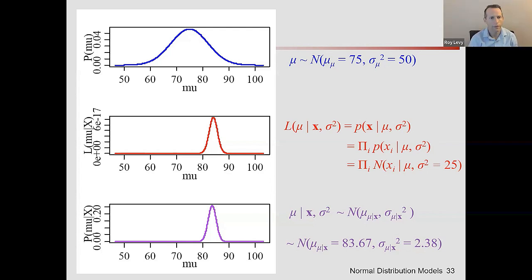Yeah. And this is a nice observation. The posterior here is closer to the data. If you just look visually at the picture, the curve in purple looks a lot more similar to the curve in red than the curve in blue. That's because there's much more information coming from the data than the prior. The data are more informative than the prior in this situation, so that drives the posterior.